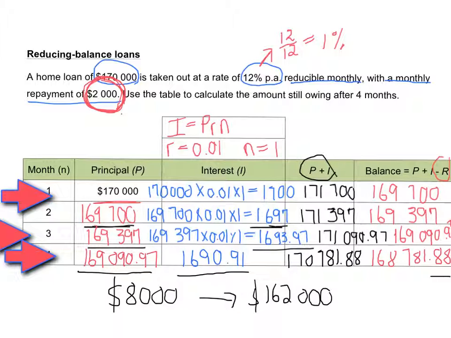I actually still have a total of $168,781 outstanding, which means the difference between these two amounts went to cover the interest charged on the amount for the 4 months. So if I subtract those two, I can see the interest charged on the loan amount for the 4 months is $6,781.88.